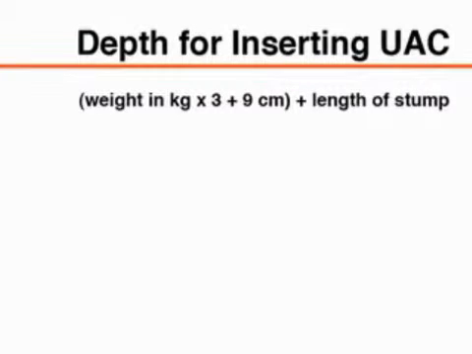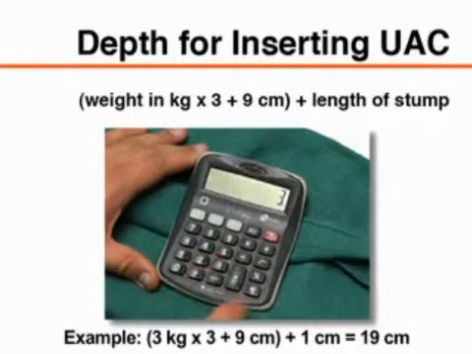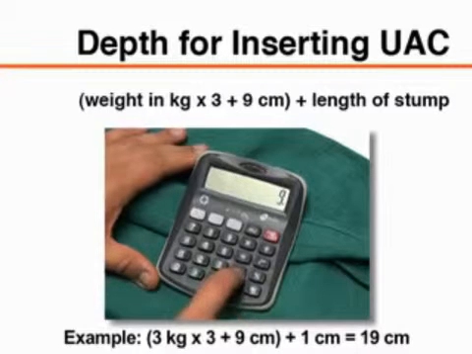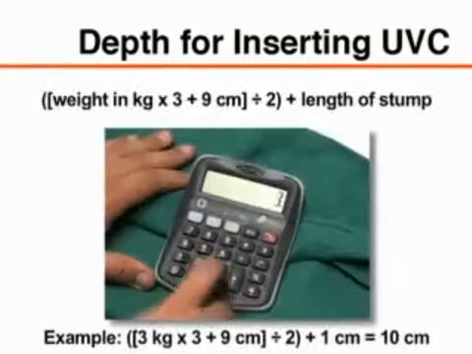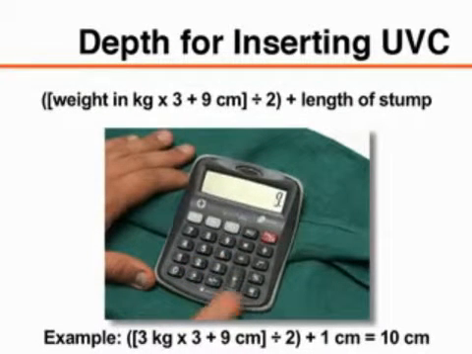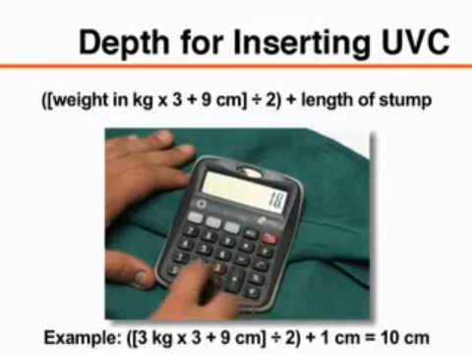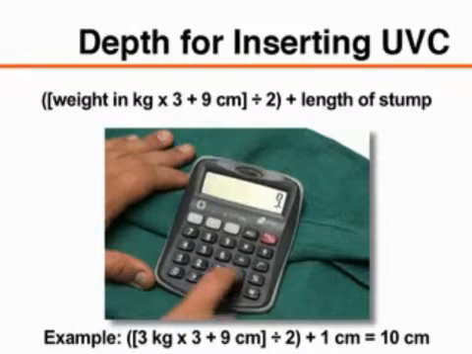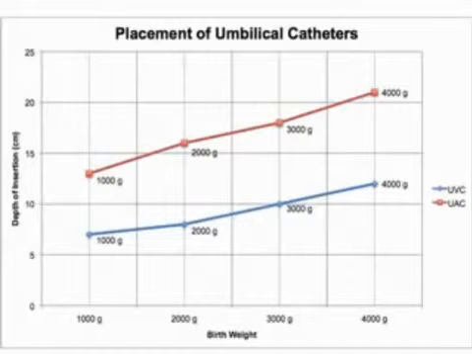There are many acceptable methods for determining the appropriate depth of placement. To calculate the depth for inserting a high-lying UAC, multiply the weight in kilograms by 3 and add 9 centimeters, then measure and add the length of the stump to this value. To calculate the appropriate depth for the umbilical vein catheter, or UVC, insertion, multiply the weight in kilograms by 3 and add 9 centimeters, divide that total by 2, then add 1 centimeter. Standardized graphs for determining the depth of catheter insertion are available, and they are included in the supplement.